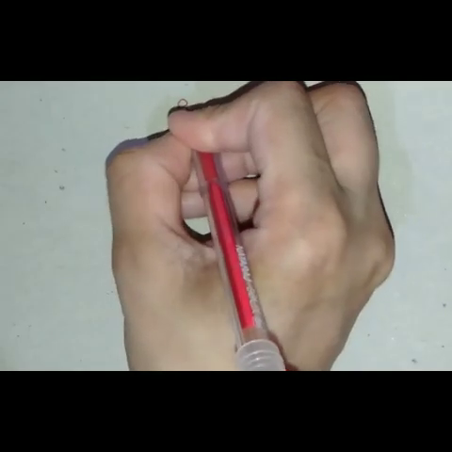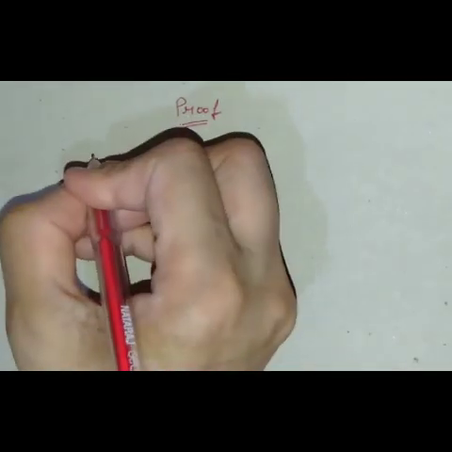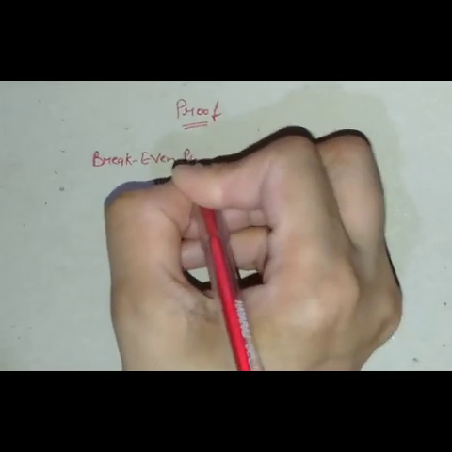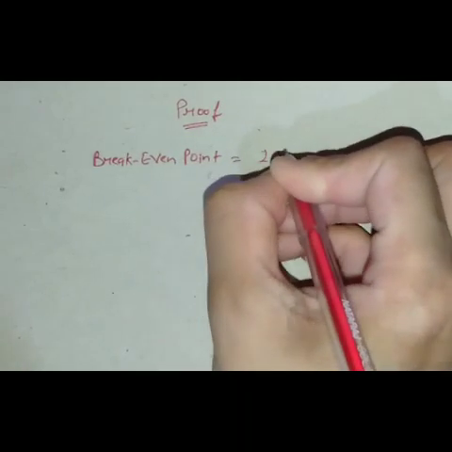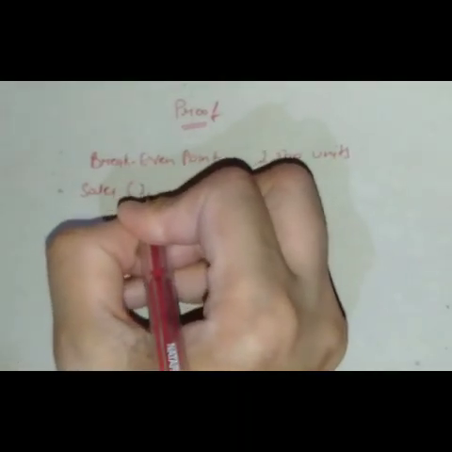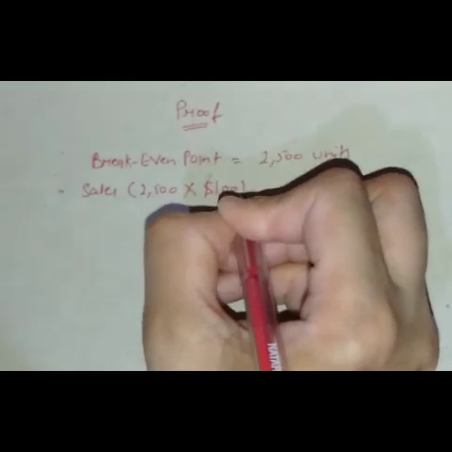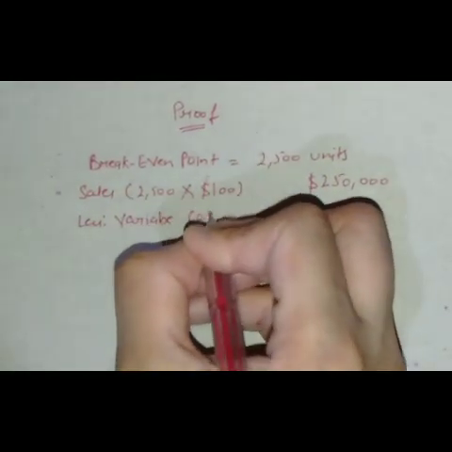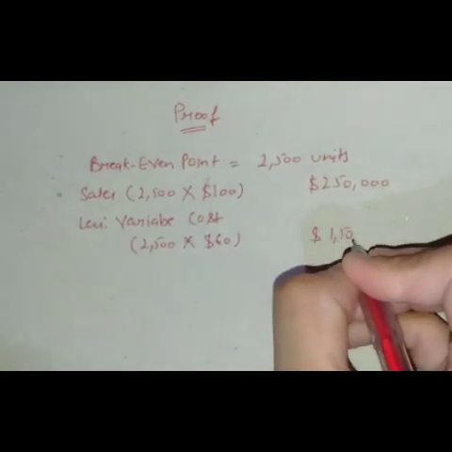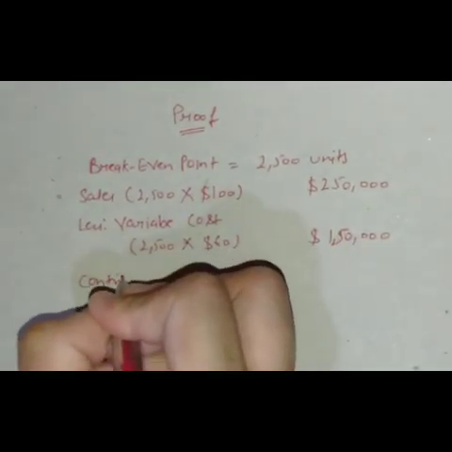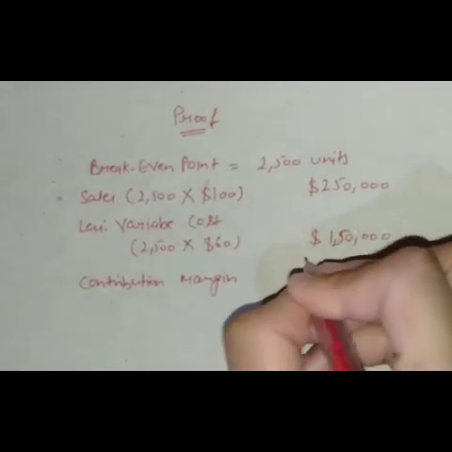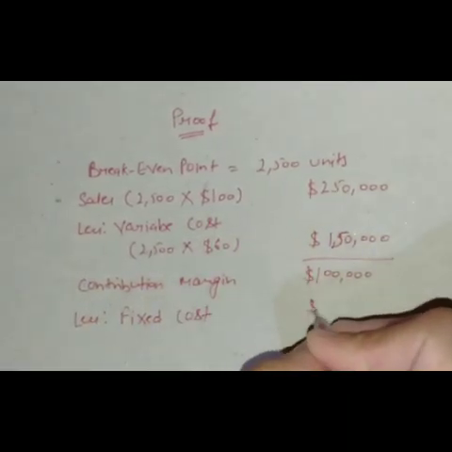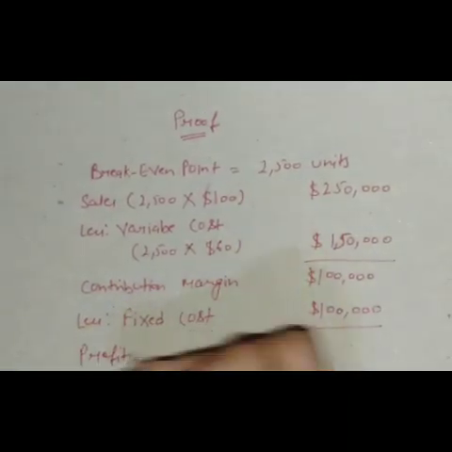We have calculated that break-even point is 2500 units. Now, we will prove that by selling 2500 units, the profit will be 0. Sales for 2500 units will be $2,50,000. Variable cost will be $1,50,000. Therefore, the contribution margin will be $1 lakh less fixed cost $1 lakh. Therefore, the profit will be 0.